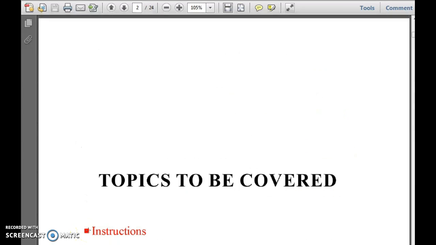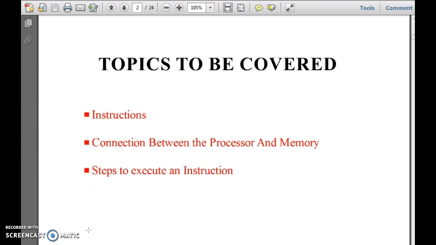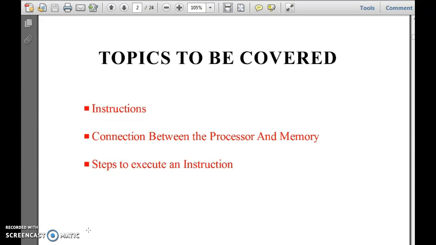So now let's see what are the topics to be covered. Definition of instruction, the types of instruction, how an instruction is getting executed, next the connections between processor and the memory, and finally we'll deal about what are the steps to execute an instruction.